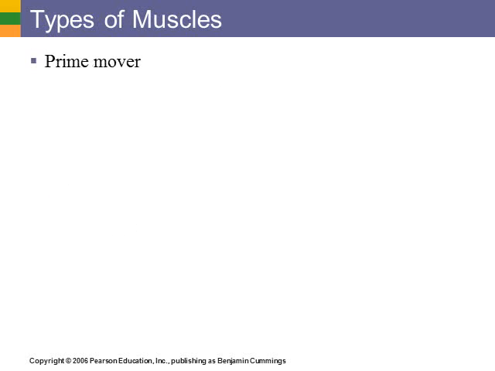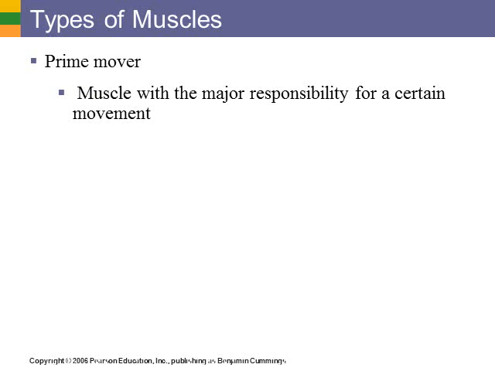Now your goal in lab is to learn the names of about 30 muscles and their actions. All 30 of these muscles can be grouped into more than 4 groups, but we're going to work only with 4 major types of muscles. I call the first group the prime movers. These are the muscles that have the major responsibility for a certain action.